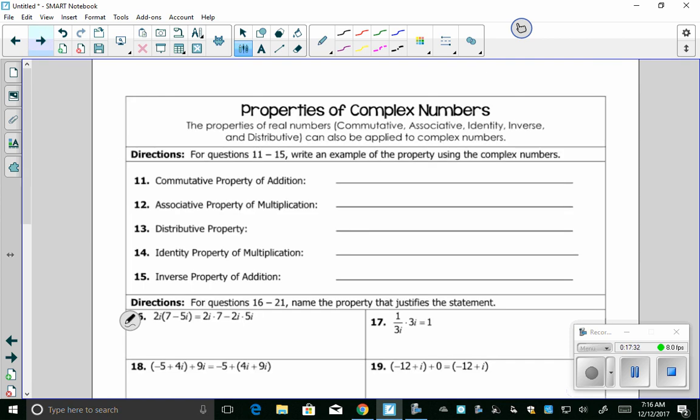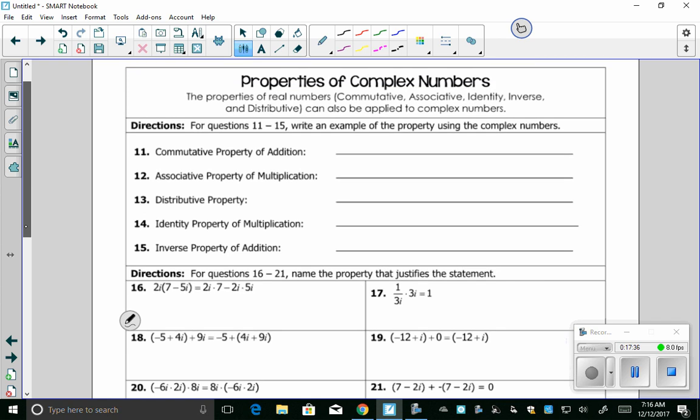So go to the next page. Properties of complex numbers. So we talked about how to organize the numbers and to classify them. So the next thing we need to talk about are the properties. The properties of real numbers are commutative, associative, identity, inverse, and distributive. And they can also be applied to complex numbers. So for questions 11 and 15, write an example of the property using the complex numbers.